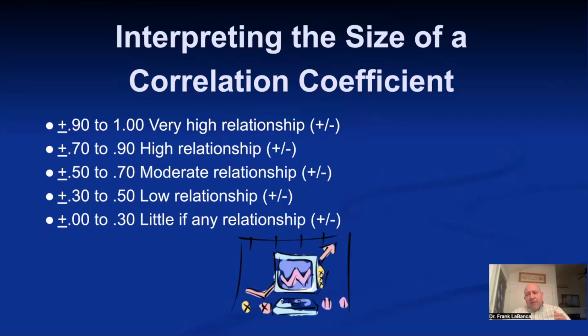So when we look at values, there are some rules we call the rules of thumb for correlation coefficients. If we see between 0.9 and 1, whether that be positive or negative, that's a very high relationship. Between 0.7 and 0.9, that's a high relationship. Moderate is between 0.5 and 0.7, low relationship 0.3 to 0.5, and little, if any, relationship 0 to 0.3. What's interesting here is you can have significance, but the relationship not be super strong.